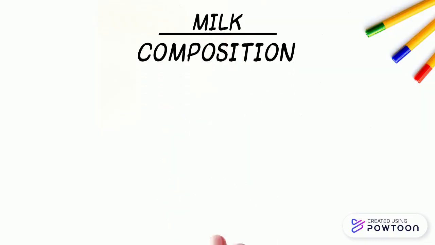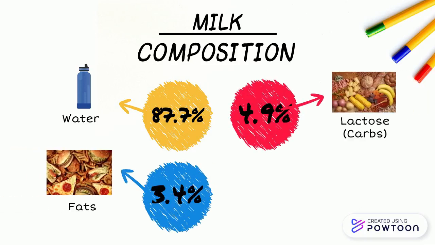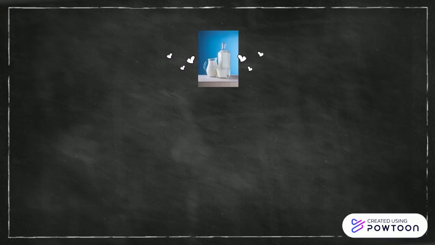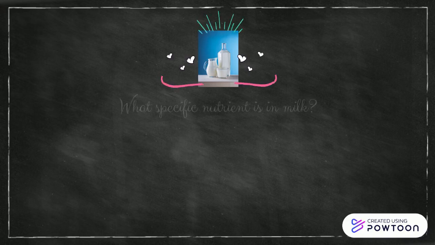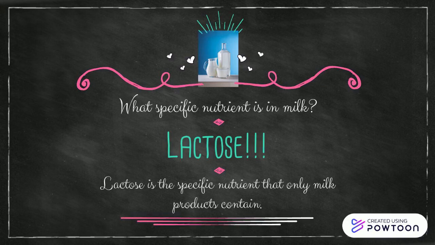The ingredient I have chosen from the first smoothie that David makes is milk. Milk is composed of the following: 87.7% water, 3.4% fats, 4.9% lactose, and 3.3% protein. Which specific nutrient is actually in milk? The answer is lactose. Lactose is only present in milk or dairy products.